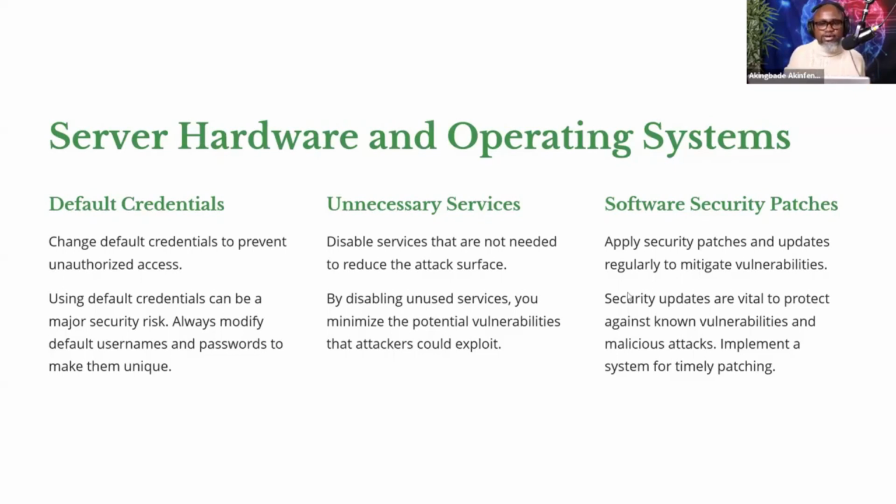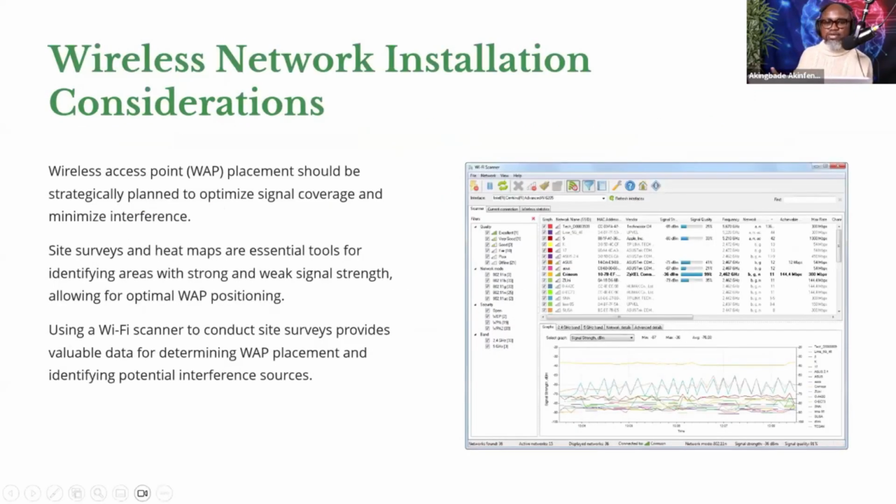Okay, let's move on. Another one is wireless network installation consideration. For your WAP, wireless access point, the placement should be strategically done. Many organizations use a heat map to find areas that have the best signal. They use a Wi-Fi scanner to do a mini survey and position where the wireless access point will be for the organization. So that's a common thing out there.